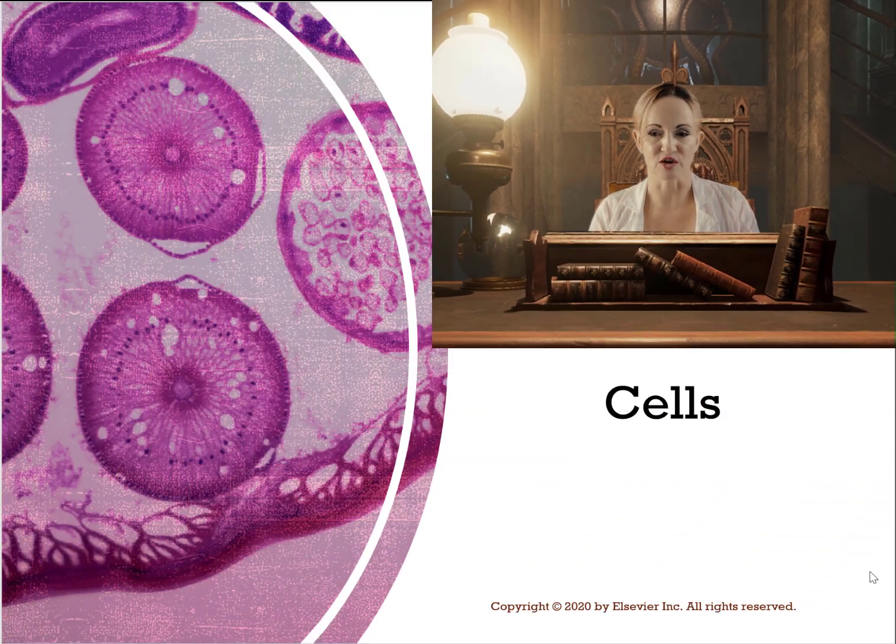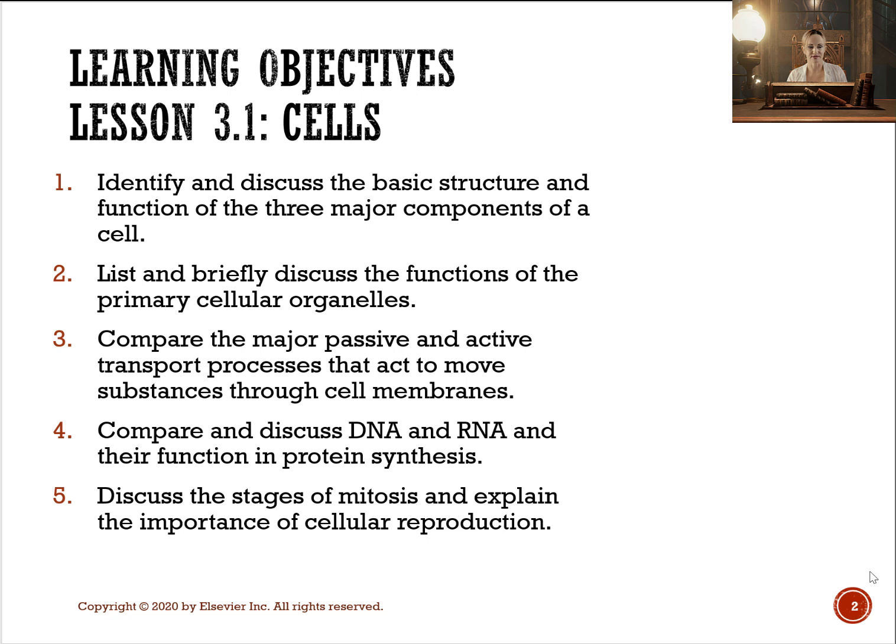So Chapter 3, please open up your books to cells. In this lecture, I do want to identify and discuss some of the basic cell structures and functions and the major components. We will talk about the functions of the primary cellular organelles. We will compare the major passive and active transport processes that act to move substances through cell membranes. This one is very, very important that you understand. This is what is utilized for our IV therapy.